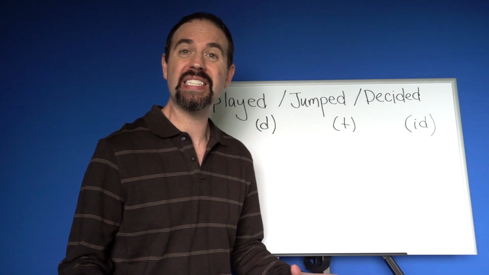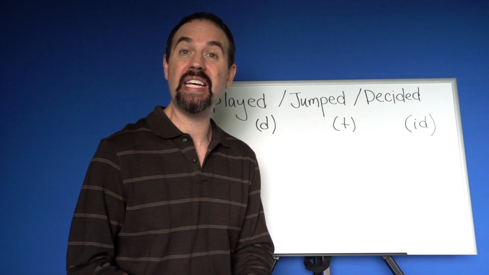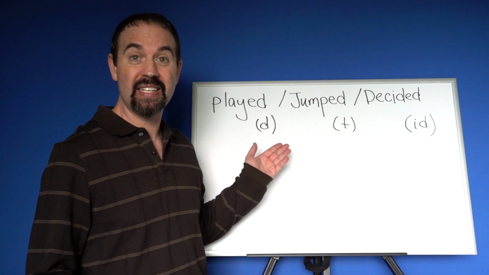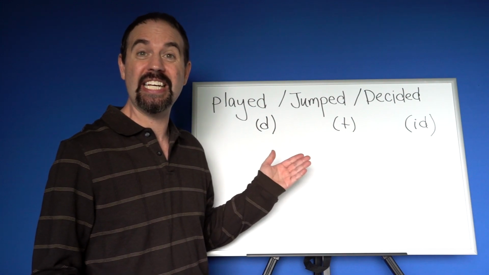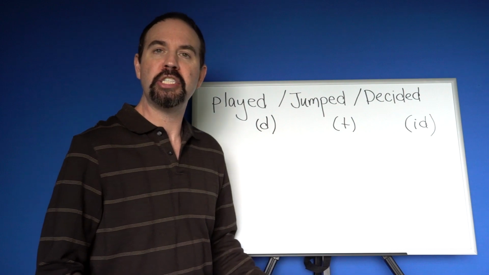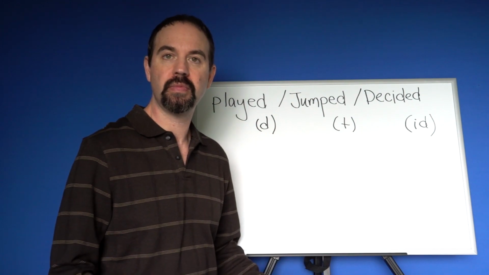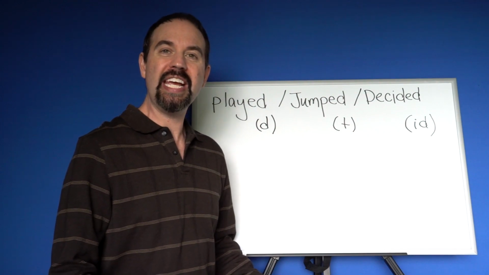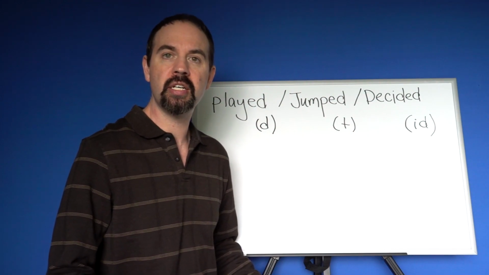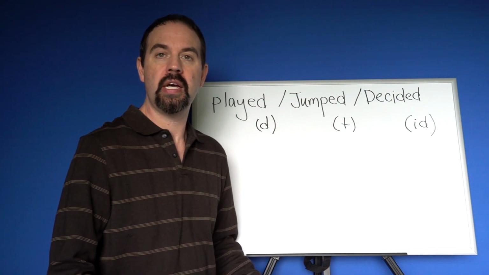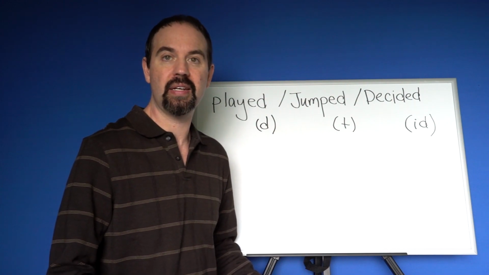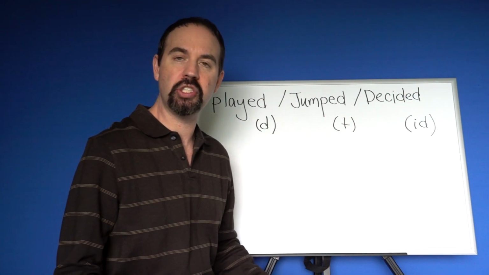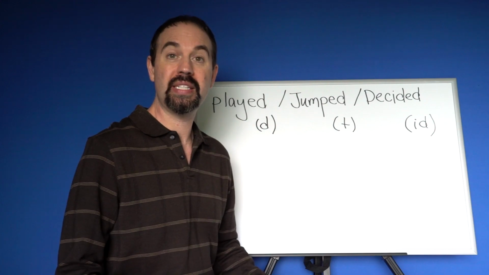Each word has a different pronunciation for the ed combination at the end of the word. Here we have the word played. The ed sounds like a d, played. She played tic-tac-toe. Here we have the word jumped. The ed sounds like a t, jumped. She jumped into the lake. And here, in the word decided, the ed combination sounds like id, decided.